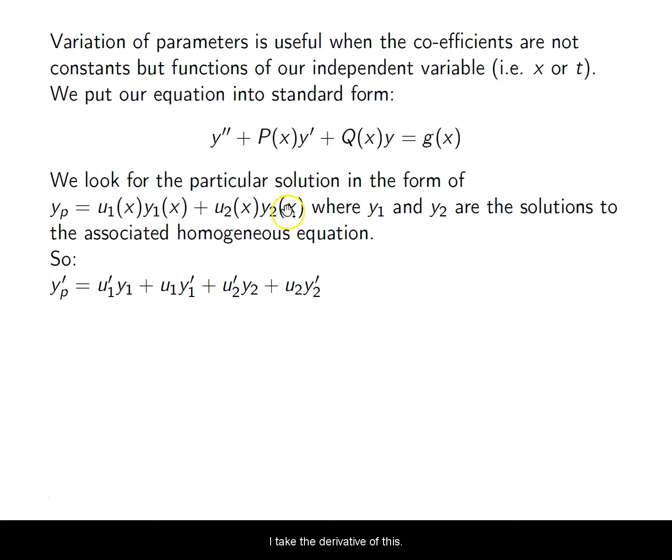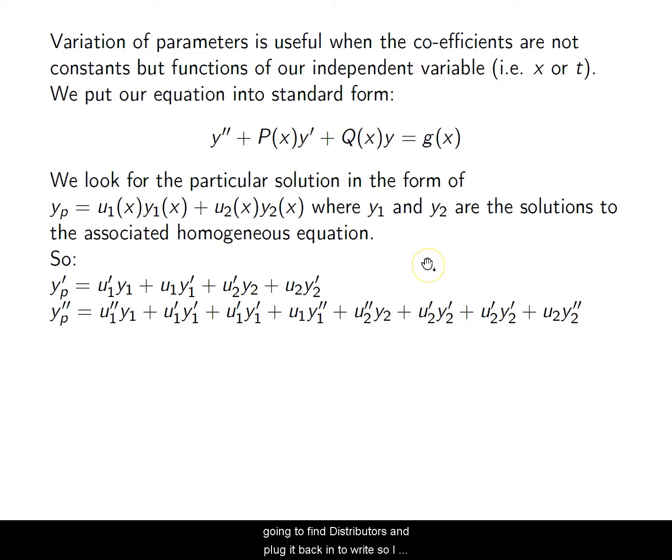So what do we have here? If I take the derivative of this, I have the product rule. This is the product rule of this portion, and this is the product rule from this portion. So u2 prime y2 plus y2 prime u2 for this portion. Then I take the second derivative. Like we did before for undetermined coefficients, we're going to find these derivatives and plug them back into our equation. So I find my second derivative, doing the product rule 4 more times, and I get this result.